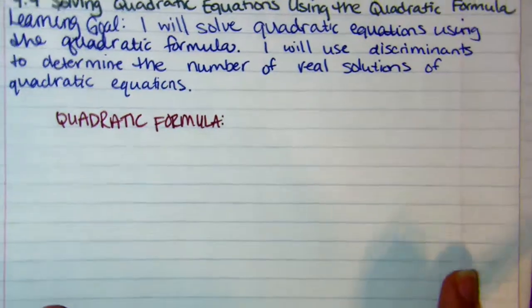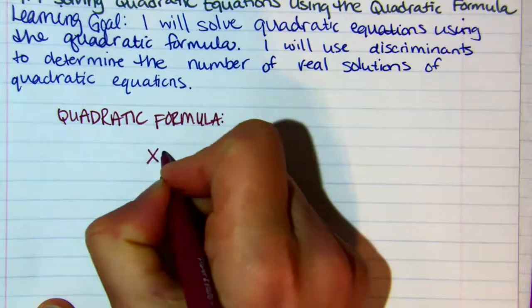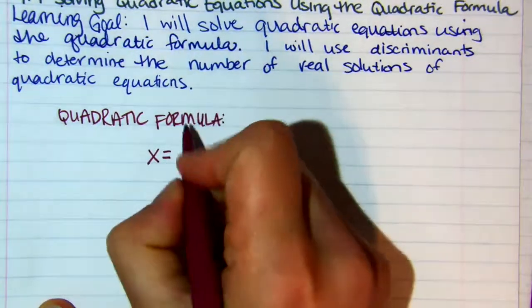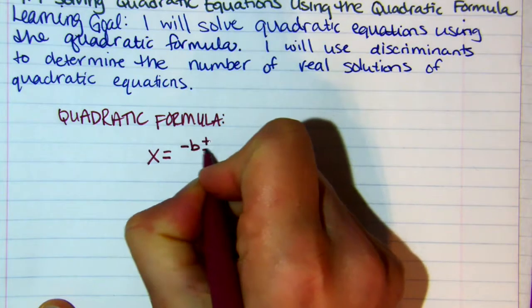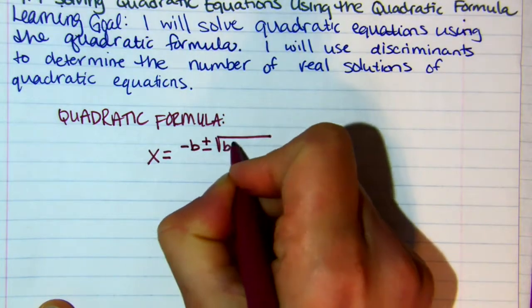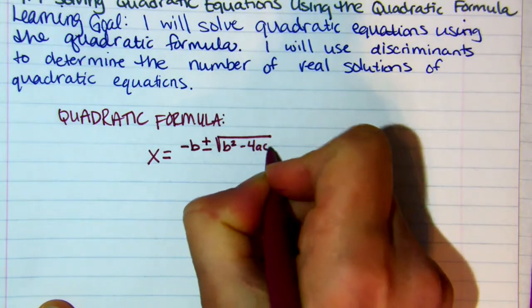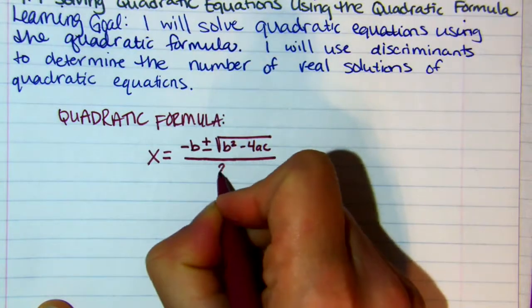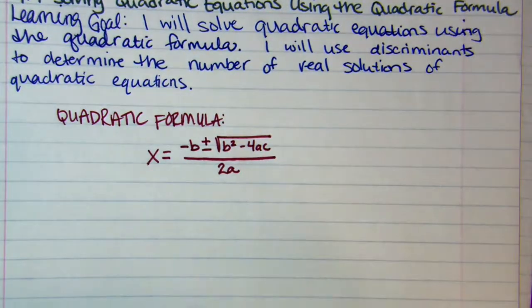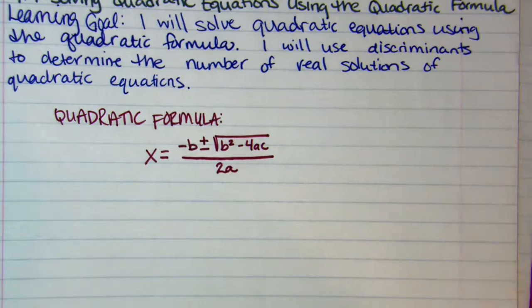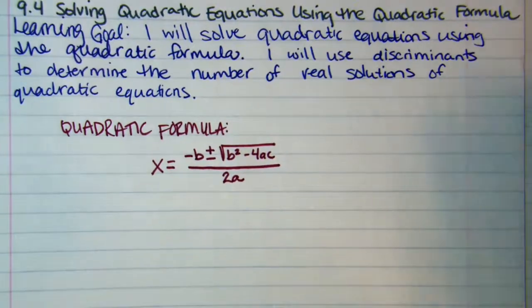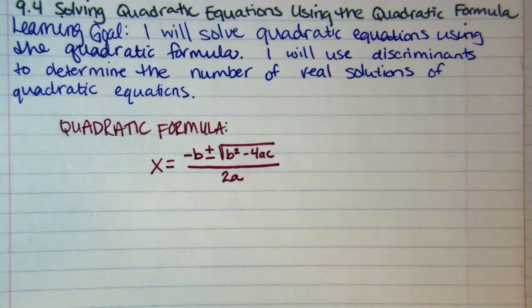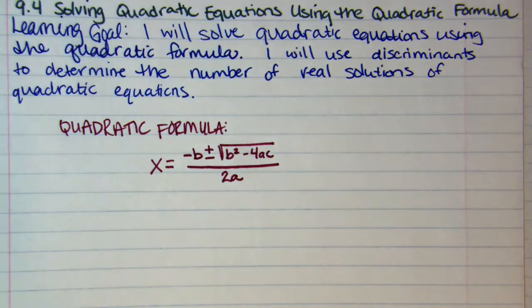So the quadratic formula, x equals negative b plus or minus square root b squared minus 4ac all over 2a. That is your quadratic formula, and that's what you are going to use to solve these quadratic equations. So this is just what you need to know. x equals negative b plus or minus square root of b squared minus 4ac all over 2a. You just need to know that.